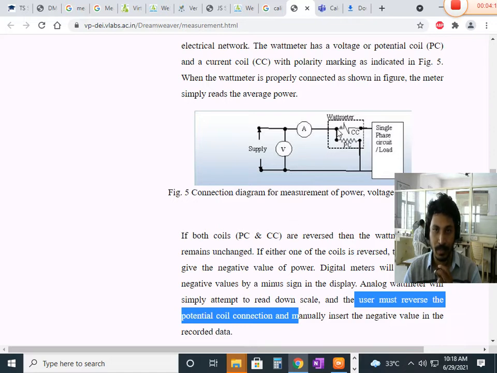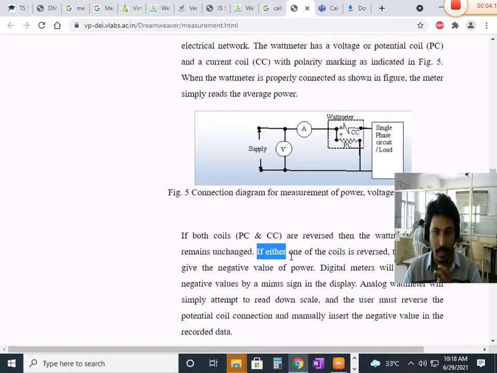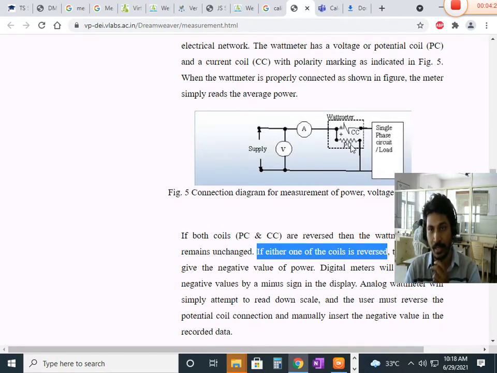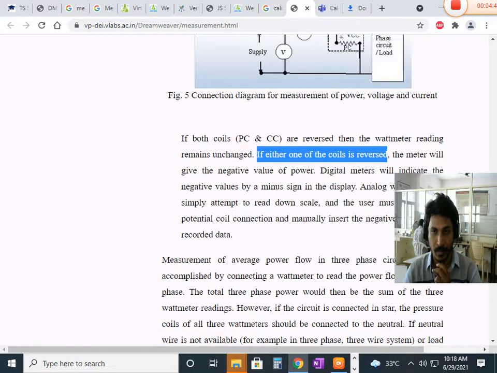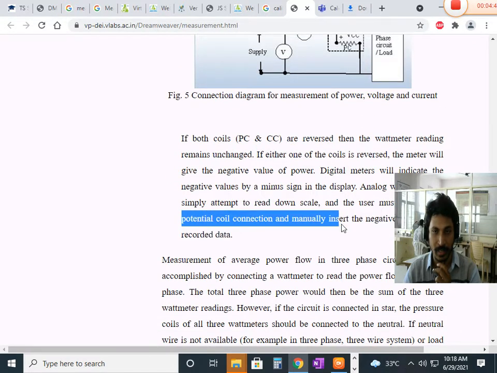For example, if one of the coils is reversed, meaning the pressure coil is mistakenly placed with the wrong connection side, then the analog instrument will read with the pointer deflecting before 0. In that case we have to reverse the potential coil connections manually and insert the negative value in the recorded data.